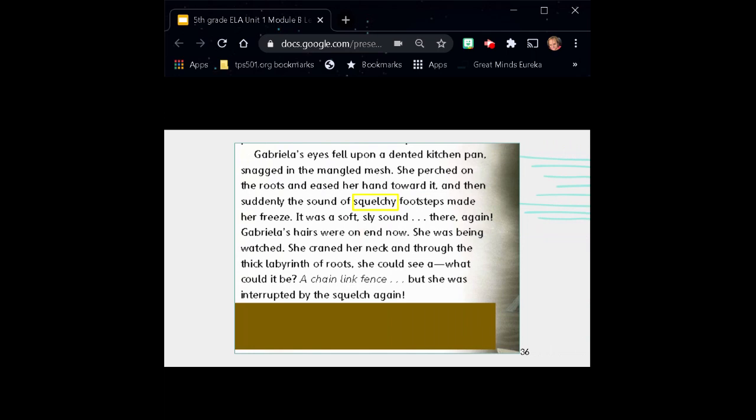Gabriella's eyes fell upon a dented kitchen pan, snagged in the mangled mesh. She perched on the roots and eased her hand toward it, and then suddenly the sound of squelchy footsteps made her freeze. It was a soft, sly sound. There again! Gabriella's hairs were on end now. She was being watched. She craned her neck, and through the thick labyrinth of roots, she could see, what could it be? A chain link fence? But she was interrupted by the squelch again.